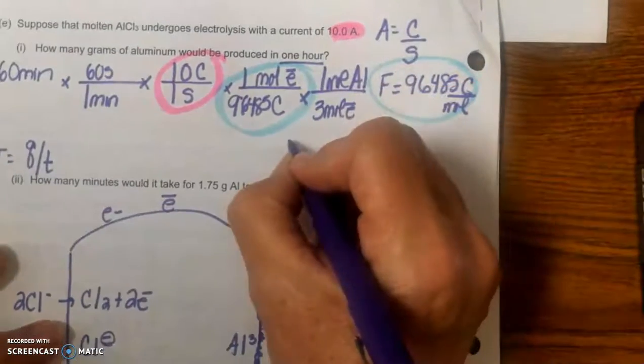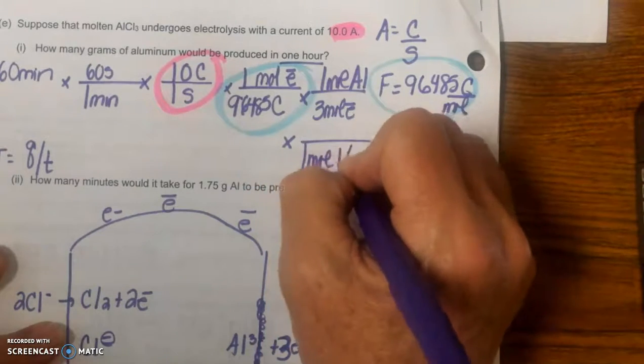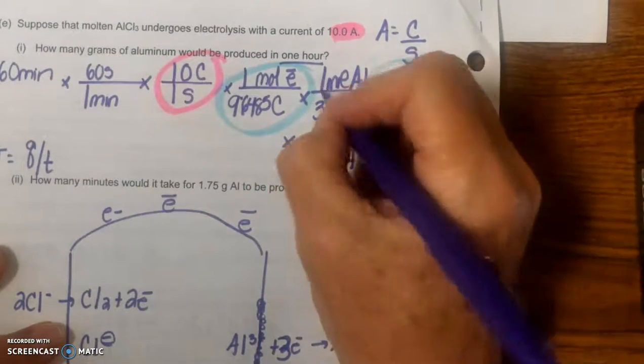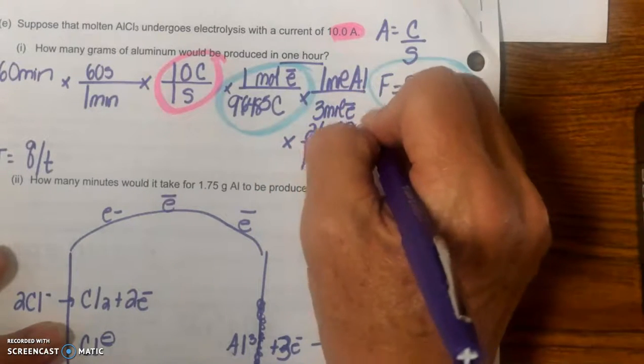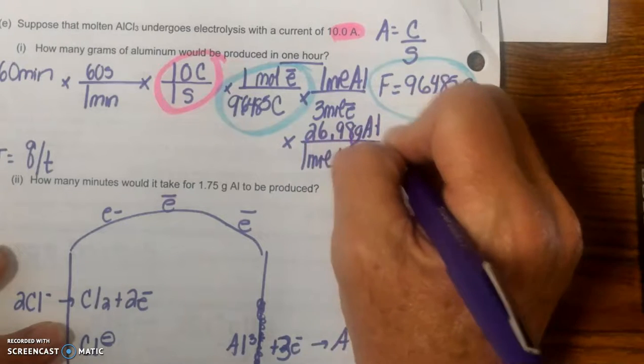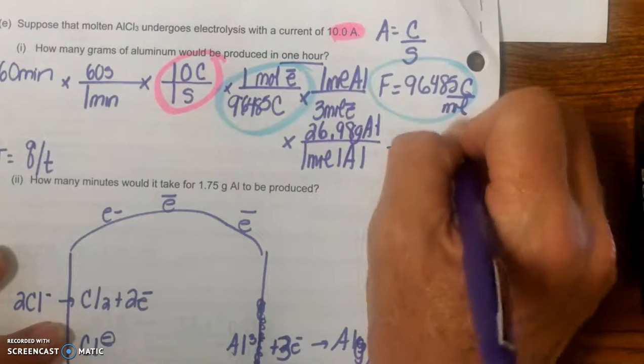And so then I'm going to multiply that by 1 mole of aluminum. I wish I could do this all in one, but I got 26.98 grams aluminum, and so that's going to be 3.36 grams.